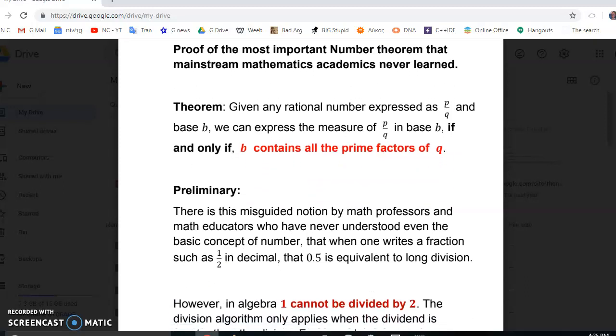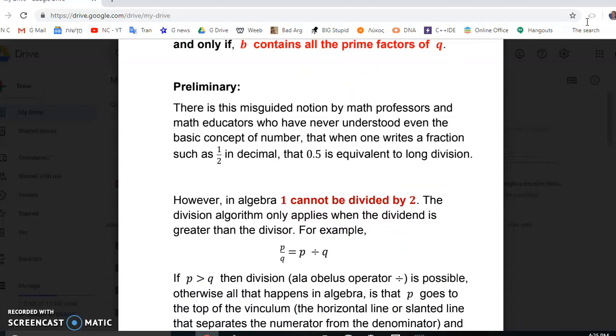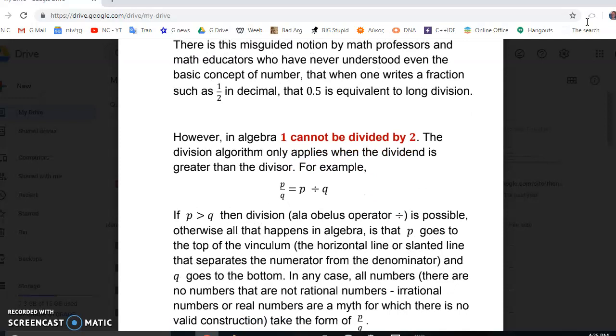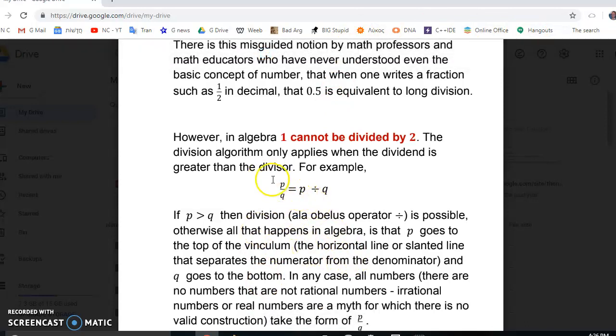Okay? So, there is this misguided notion by math professors and math educators that when one writes a fraction such as a half in decimal, that 0.5 is equivalent to long division. Well, that's nonsense, and if you watch my previous video, you will see why it is nonsense. In algebra, one cannot be divided by 2, and the division algorithm only applies when the dividend is greater than the divisor. So, for example, p over q means p divided by q, and p simply goes to the top and q goes to the bottom. If p is less than q, nothing more can be done. There is no division taking place.